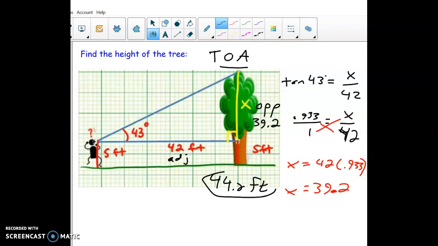You can actually imagine measuring a tree this way. Definitely you could measure a certain distance away. The hard part is, how do you measure to the top of the tree? You need some sort of protractor or special device to do that. But otherwise, you could use this strategy to measure the height of an actual tree.